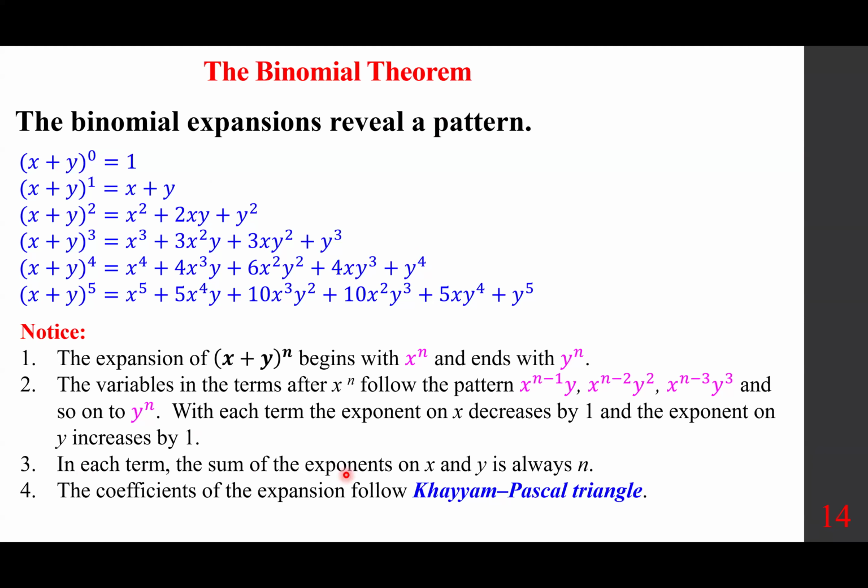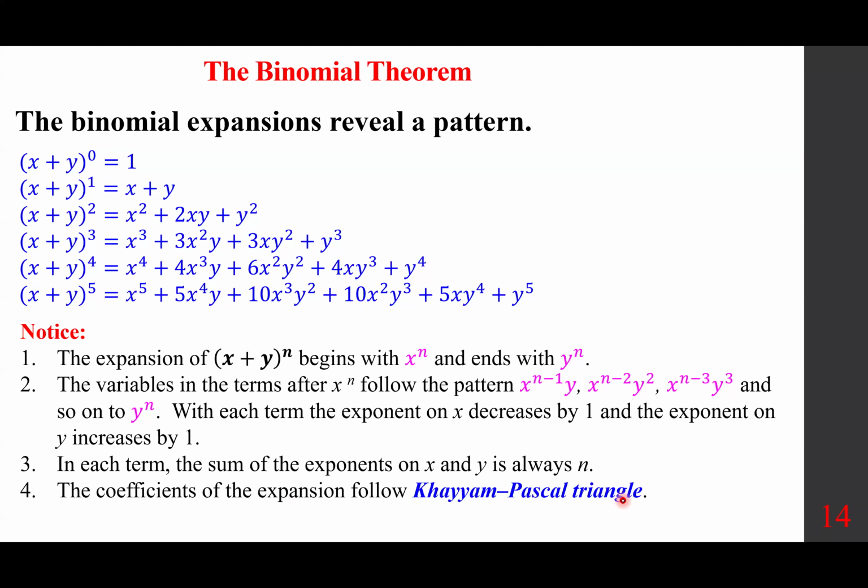In each term, the sum of the exponents must be n. Take a look. The exponent here is 3. The exponents here, 1 and 2, make 3. This one is 4: 3 and 1, 2 and 2, 1 and 3. This is 5: 4 and 1, 3 and 2, 2 and 3, and so forth. And the coefficients of the expansion follow Pascal's triangle.